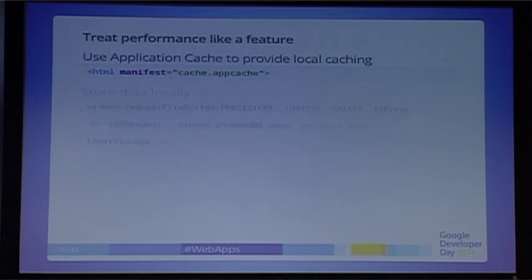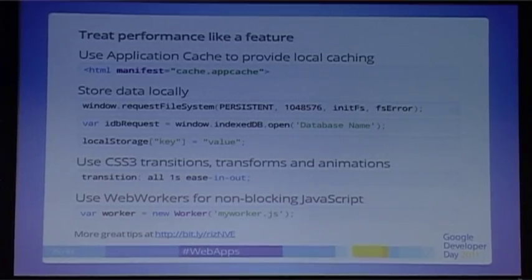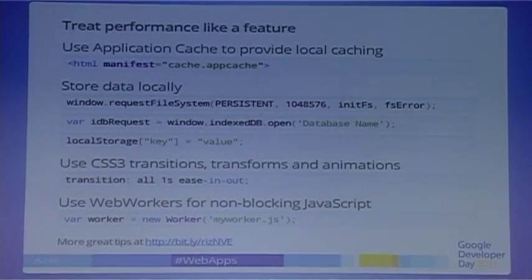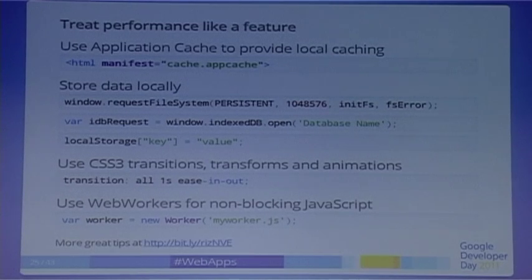So then you should treat performance like a feature. Use application cache to store your files in the browser cache. Then use file system and IndexedDB and local storage to store data locally on the client, so that you can just not touch the network. Just get all the data locally, reuse it locally without loading data from the network. And use CSS transitions, transforms, and animations. CSS transitions are actually really nice, since you can do one line of code and get a nice, smooth animation. Then for non-blocking JavaScript running in a separate thread, use web workers. With web workers, you create a new worker, you send it some work to do, and it sends you back a message when it's done. And there are some more great tips at the URL.